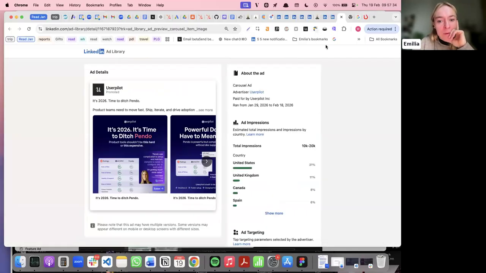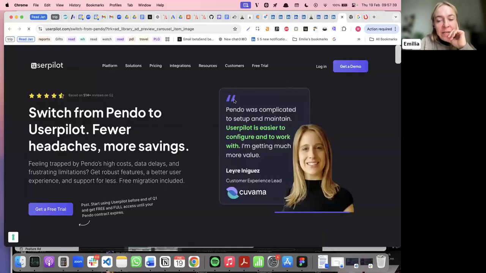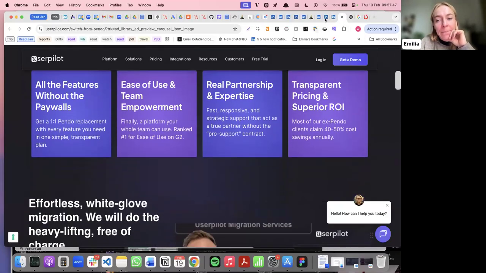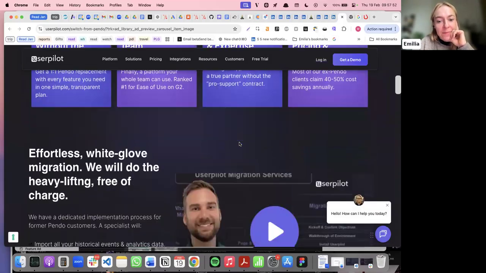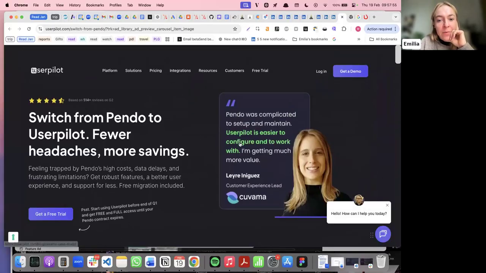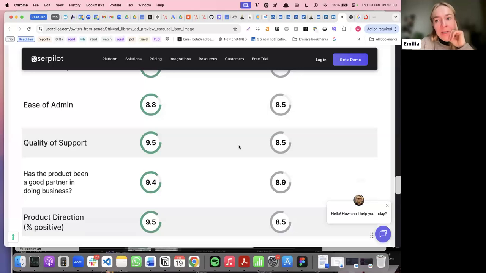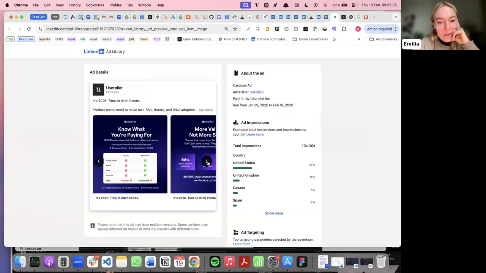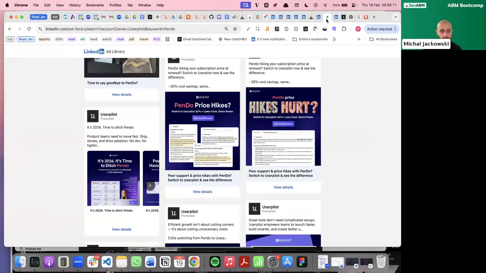This is an example of a lot more serious. This is a carousel, right? And all of them are leading to a dedicated, custom switch from Pendo page, which basically has a lot of very detailed information on how we are different, and some testimonials like ratings from G2, etc. This ad is very detailed and goes over these specific pieces.